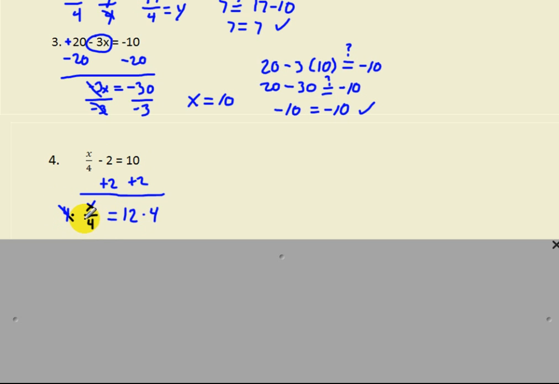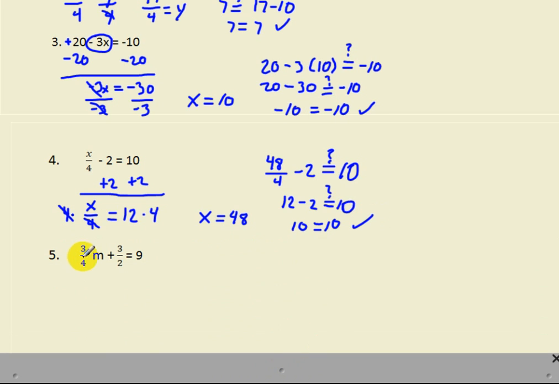So this 4 will cancel this 4 in the denominator, which is exactly why we multiplied by 4. So that now we get x by itself is equal to 12 times 4, which is 48. And of course we're going to substitute that back into the original equation and check it. So we have 48 over 4 minus 2. Does that equal 10? Okay, 48 divided by 4 is 12. We still have subtracting by 2. And sure enough, 12 minus 2 is 10, which does equal 10, so it checks.